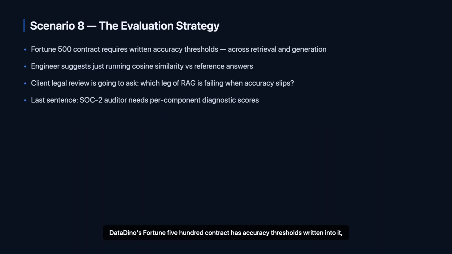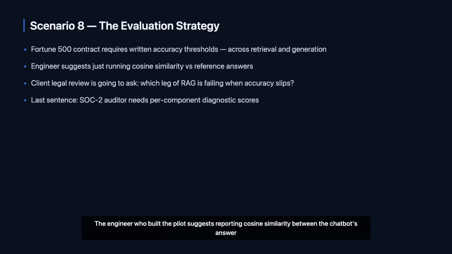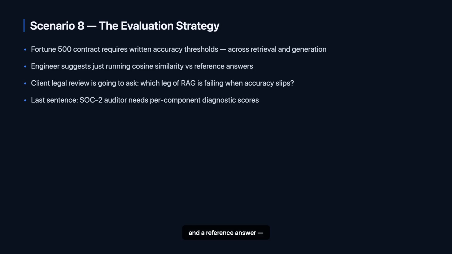Scenario 8. Data Dino's Fortune 500 contract has accuracy thresholds written into it, and they cover both retrieval and generation. The engineer who built the pilot suggests reporting cosine similarity between the chatbot's answer and a reference answer, which, as we saw in episode 18, collapses the first time a client looks closely. The deeper issue is that when accuracy slips, client legal will ask which leg of RAG is failing. The last sentence says it plainly. The SOC2 auditor needs per-component diagnostic scores.